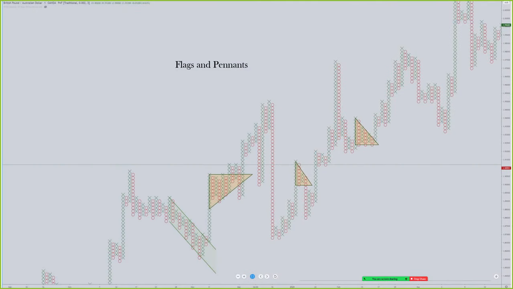So the same patterns that you find in candlestick charts, you're going to find on point and figure charts as well. You're going to find flags and pennants and all those things. Those are going to be there.